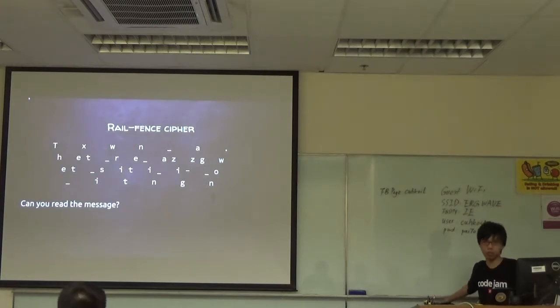And now let us move on to another type of cipher. Yeah, this is called the rail-fence cipher. And can anyone read the message behind?